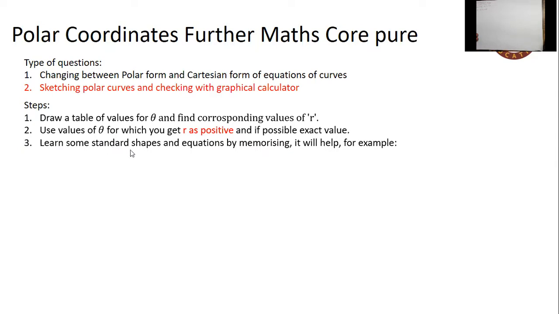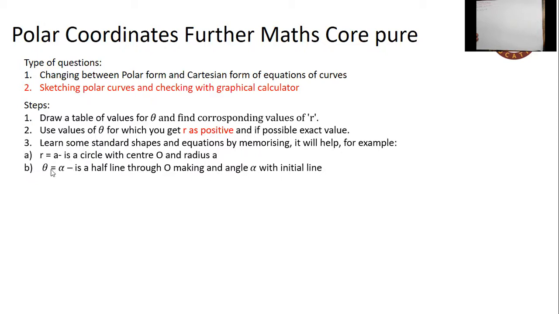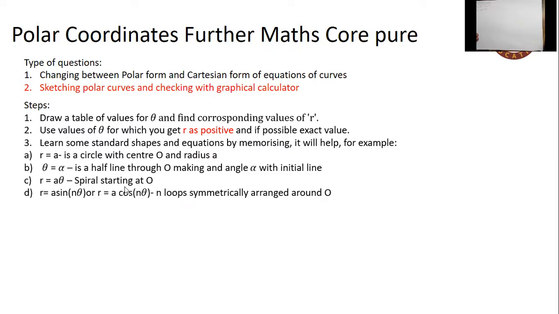Learn some standard shapes and equations by memorizing them. It will help. For example, r equals a is a circle with center O and radius a. That means the distance from the pole is always constant, so it's a circle. Theta equals alpha means the angle from the initial line is always the same, so it's going to be a line. r equals a theta, when you have theta multiplied by a number, is a spiral starting from the pole. We'll do a couple of examples for this as well.